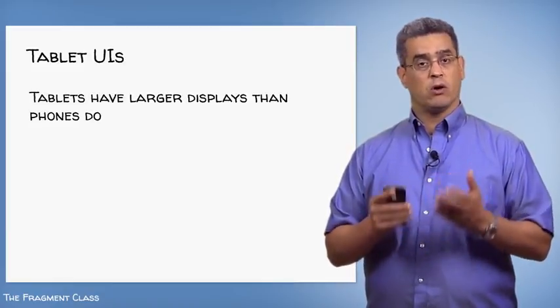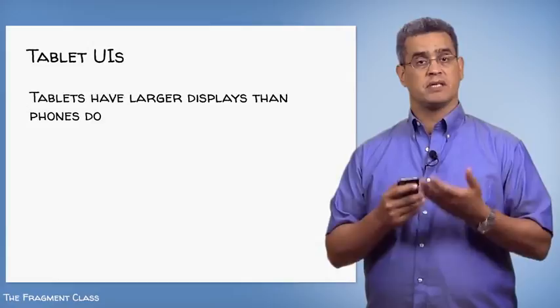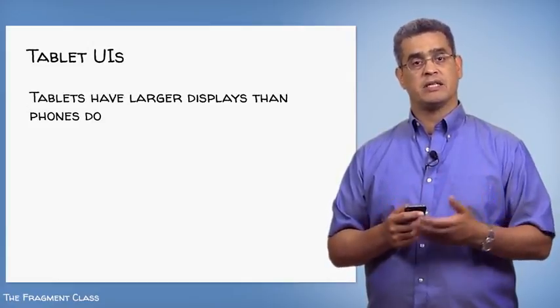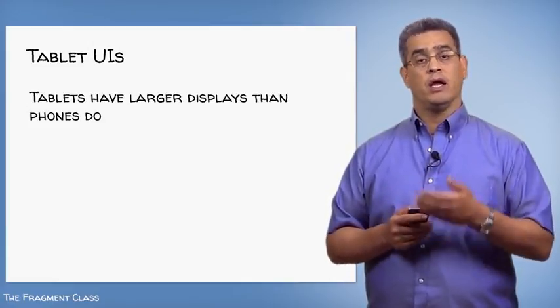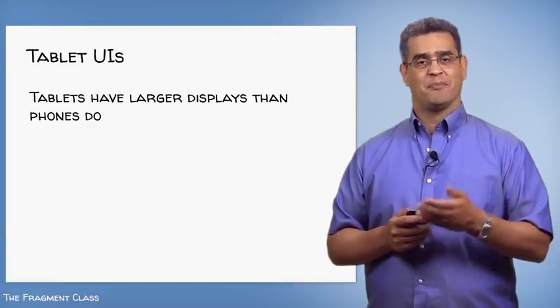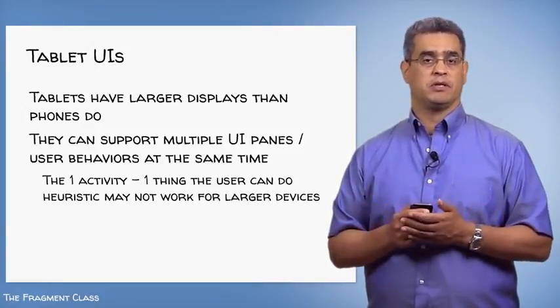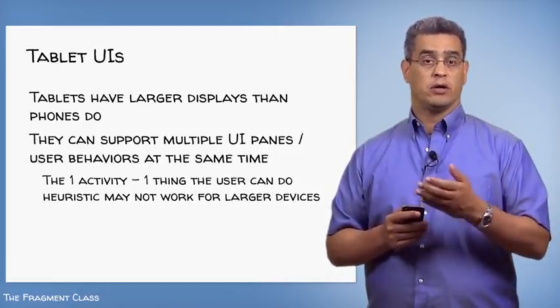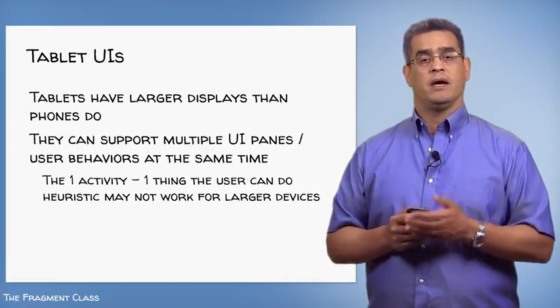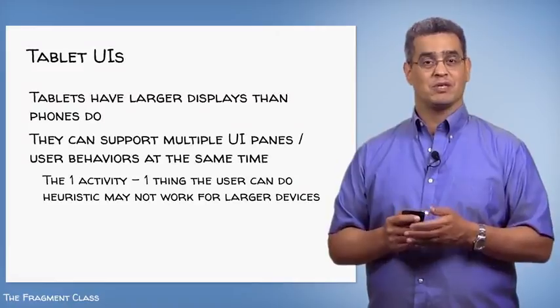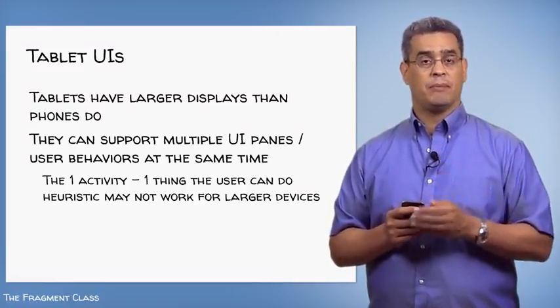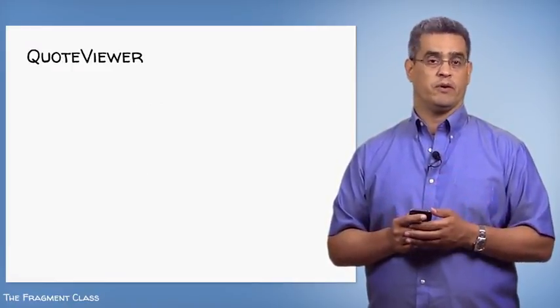So because of these larger screens, some of the design heuristics that made sense for a smaller phone display no longer work. And in particular, we can comfortably do much more on a large tablet display than we could do on a small phone display. Now, to put this in concrete terms, let's take a look at a simple application called Quote Viewer.